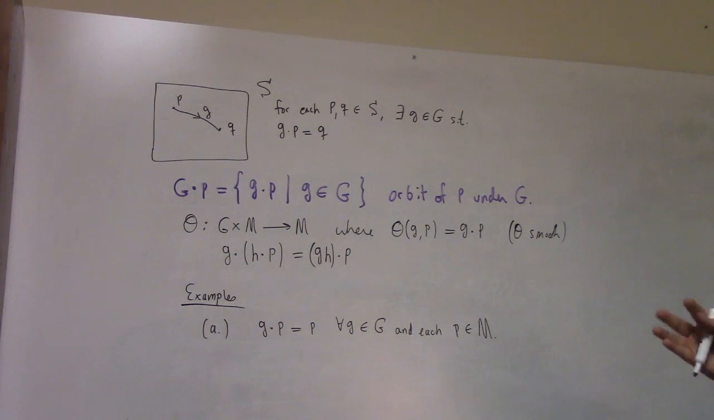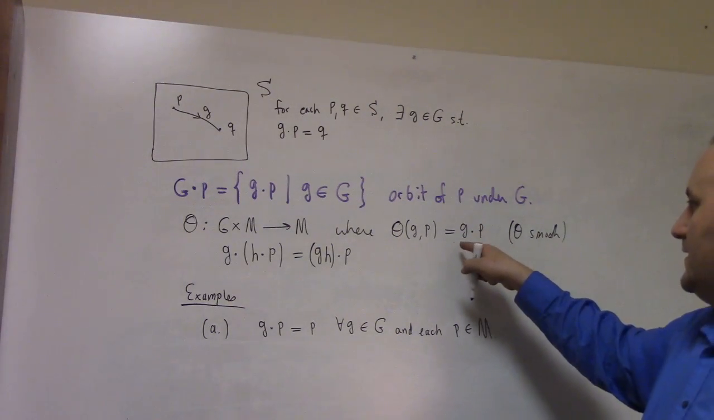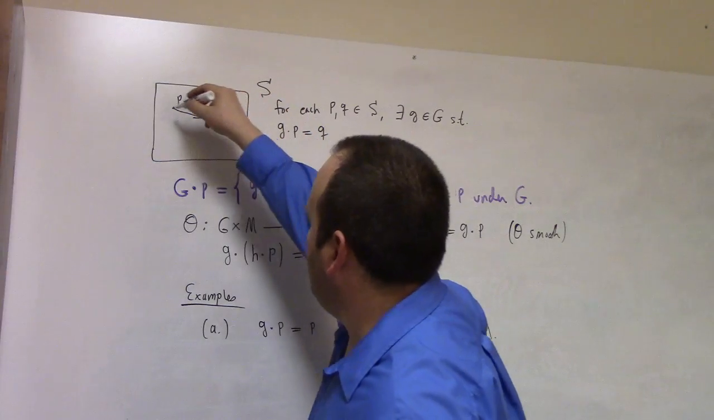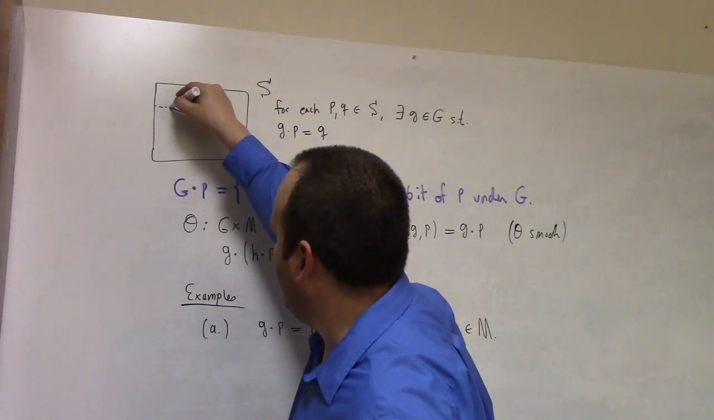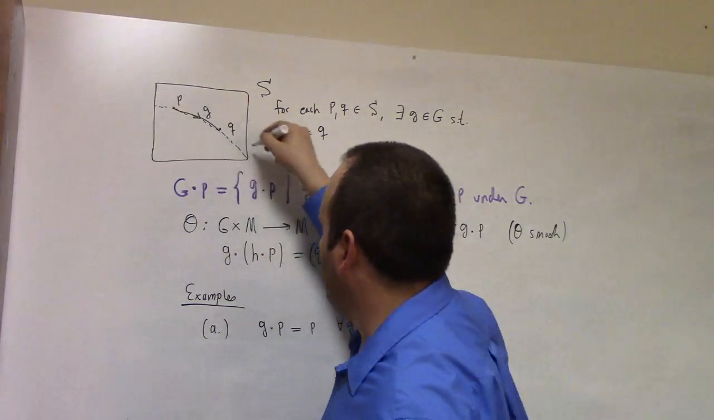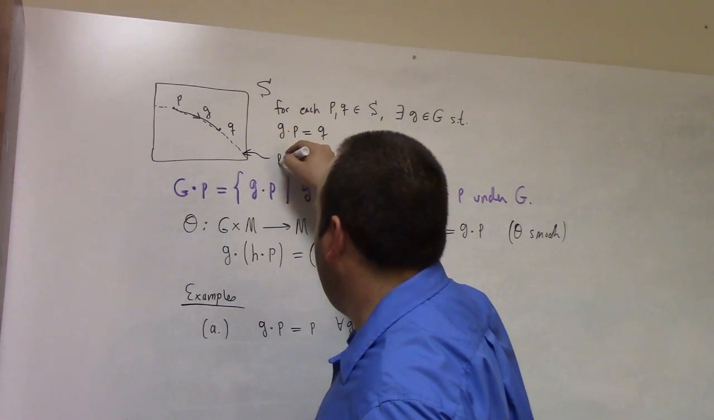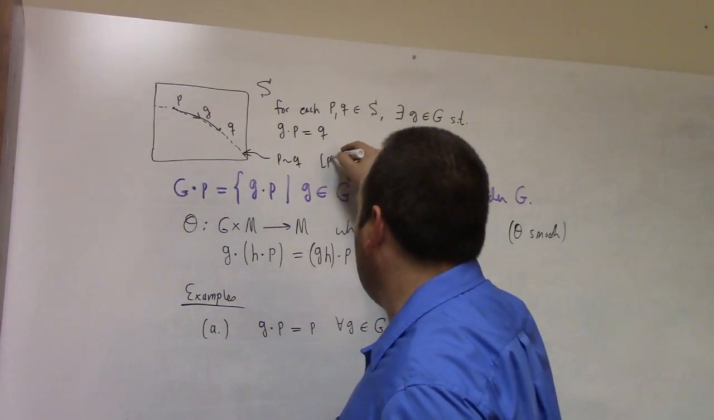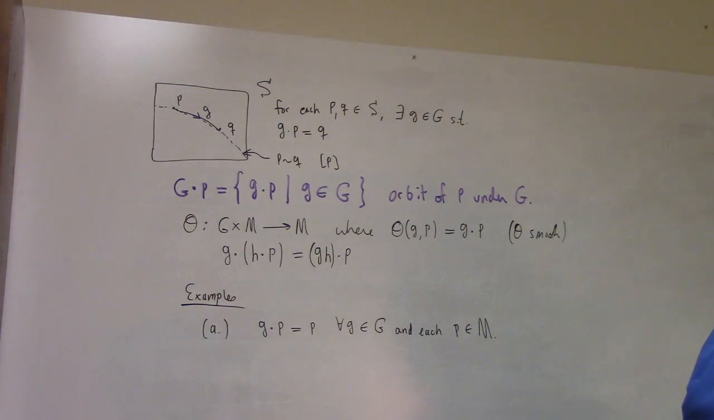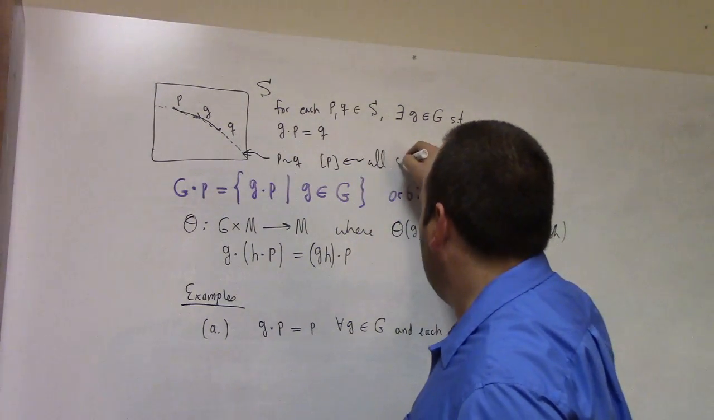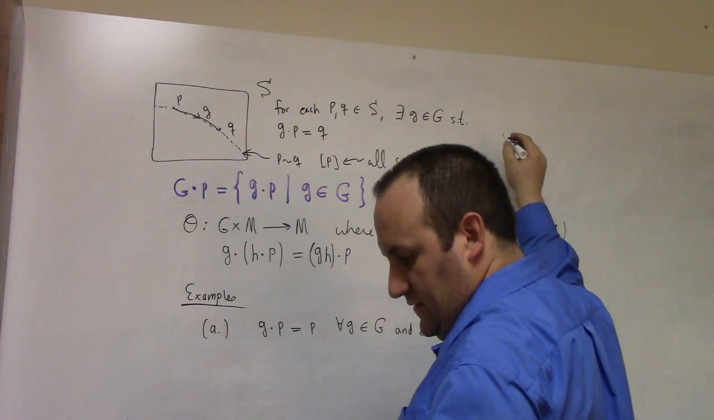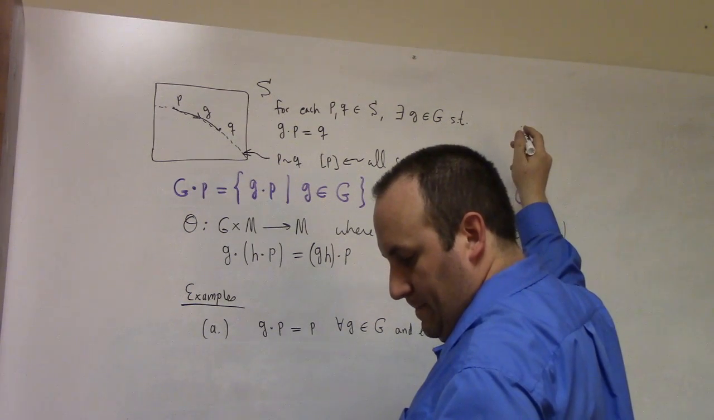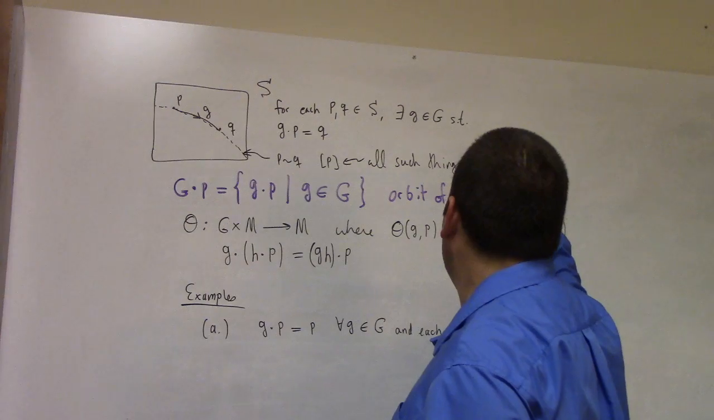But if you think of the orbits themselves as points, if you identify all the points like this, this whole thing would be an orbit. So you could think of P being equivalent to Q, and all of that as a single point, the equivalence class of P. And then you could look at all such things, which you might denote by M mod G, something like that.